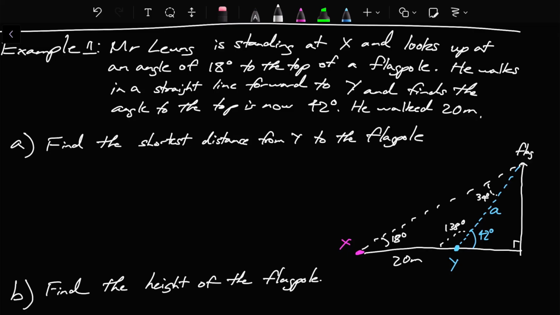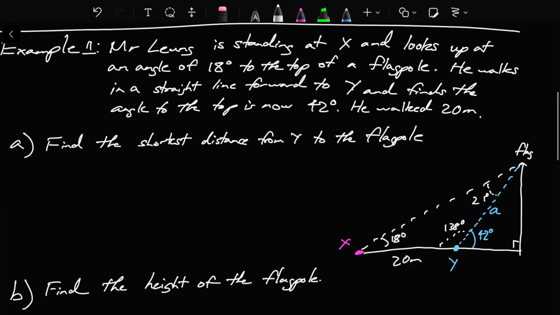Okay, let me just confirm that just to make sure. 18 plus 138 plus 34. Whoops, I overcalculated. I can't do maths apparently. It should be 24. 18 plus 138 plus 24 equals 180.